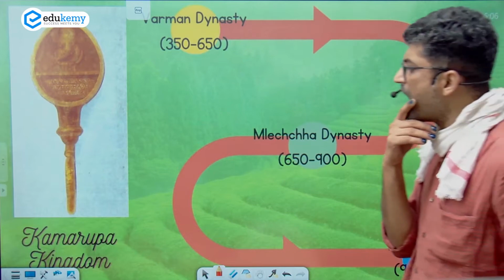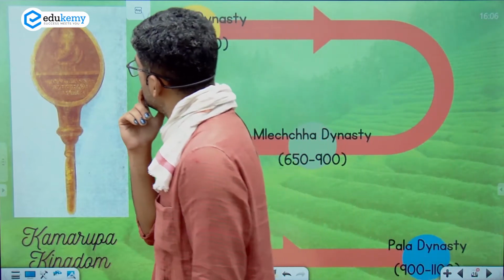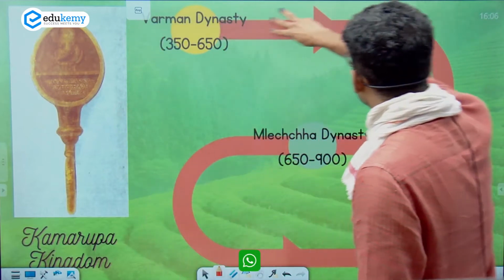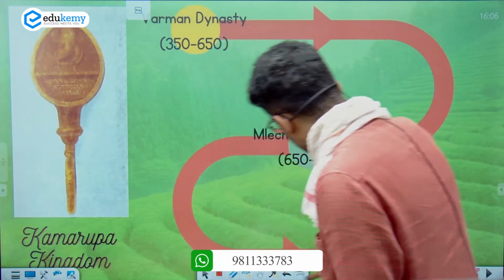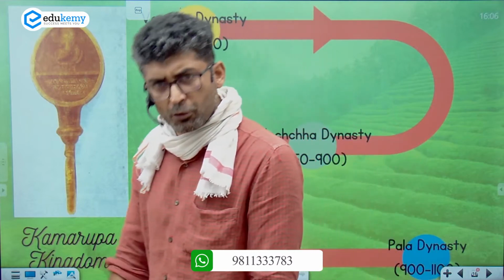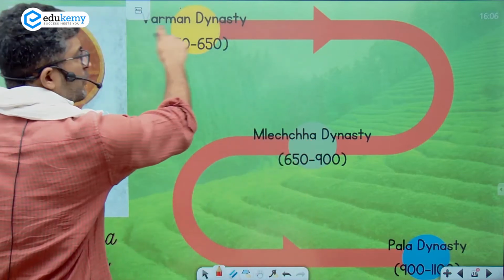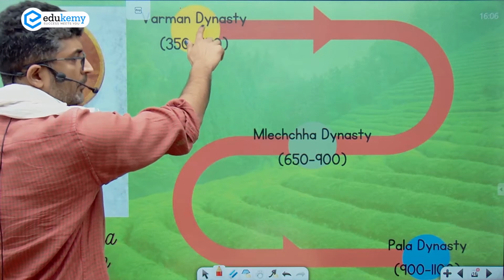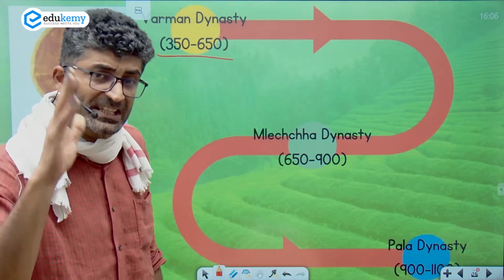See, this is the Kamarup Kingdom. And these are the three dynasties. The Varman, whom I am calling Prag Jyotish. A lot of their inscriptions, they are calling themselves Prag Jyotish. So the Prag Jyotish or Varman dynasty ruled from 350 to 650.